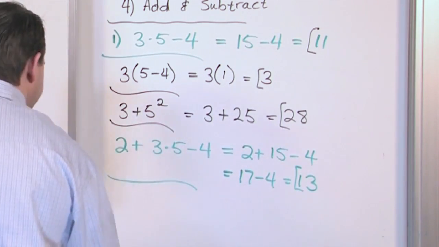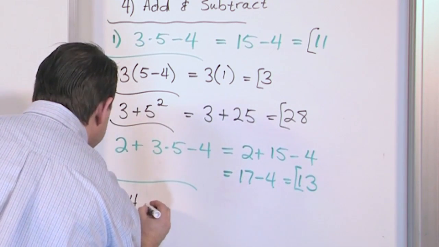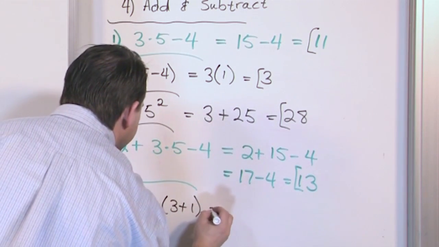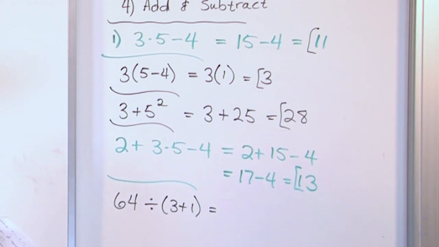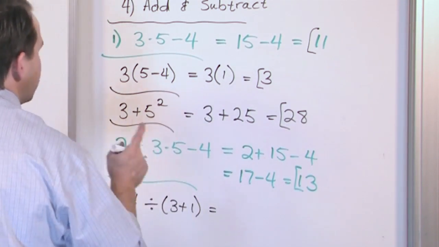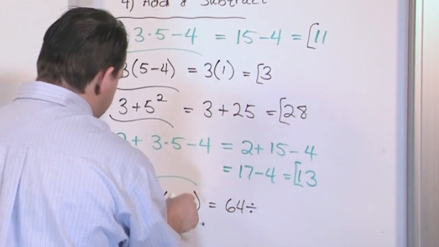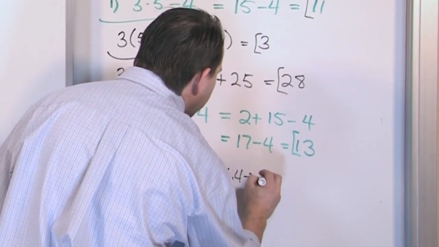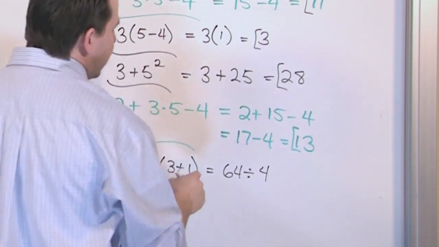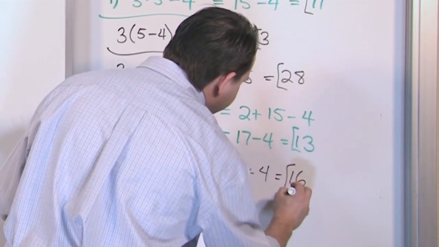All right, let's do another. Let's say we have 64 divided by the parentheses 3 plus 1. How would we do that? Well, the first thing we do, we see this division. We might be tempted to do something with that first, but we see the parentheses first. We must do parentheses first. So 64 divided by, and what is 3 plus 1? 3 plus 1 is 4. Now I have a straight division problem. I can obviously do that. There's nothing left to do. 64 divided by 4 is going to give me 16. And that is the final answer.